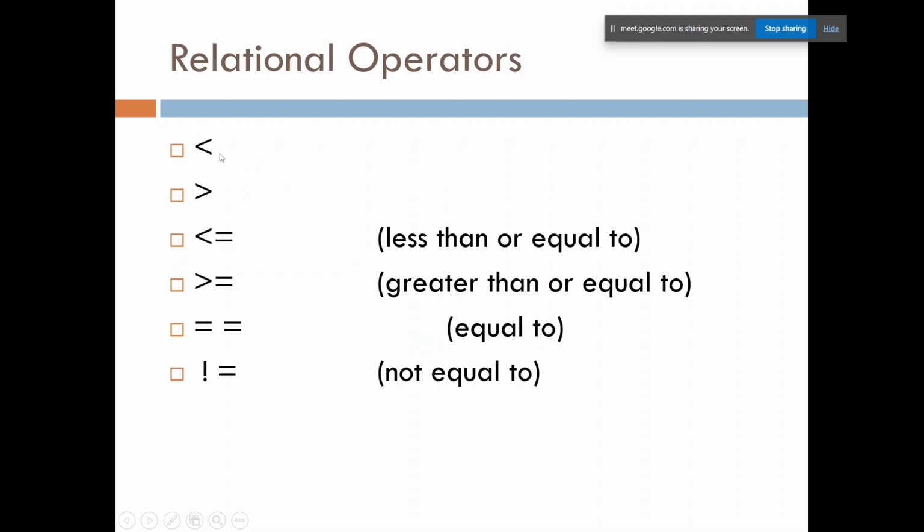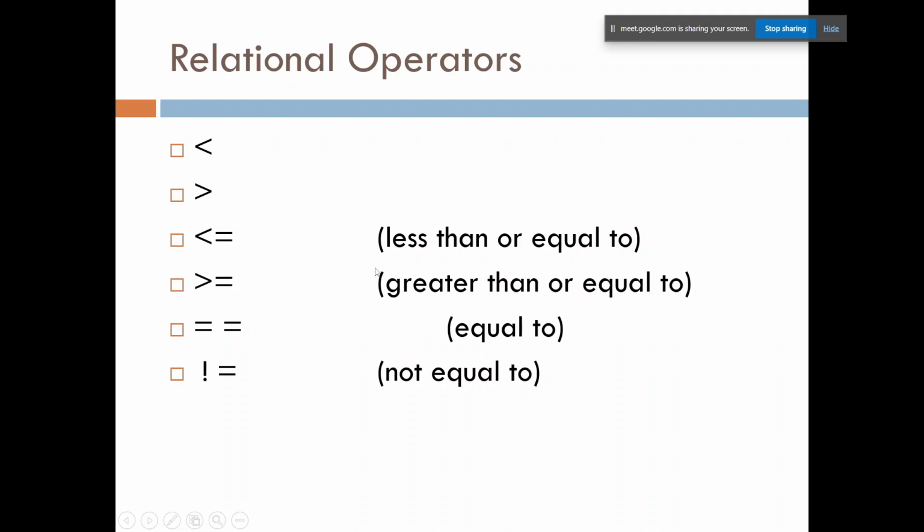Relational means less than operator, just like mathematics: less than, greater than, same as mathematics. Coming to less than or equal to, in maths we draw a small line under the angle bracket. Same way for greater than or equal to. But here in C language you have to type less than, beside that equal to, that is less than or equal to. Greater than symbol with equal to beside it is greater than or equal to. Same way double equal to is called equal to, and exclamation mark followed by equal to is called not equal to.